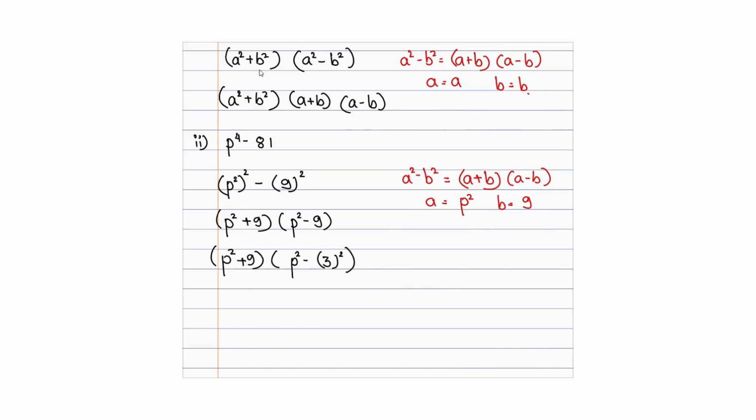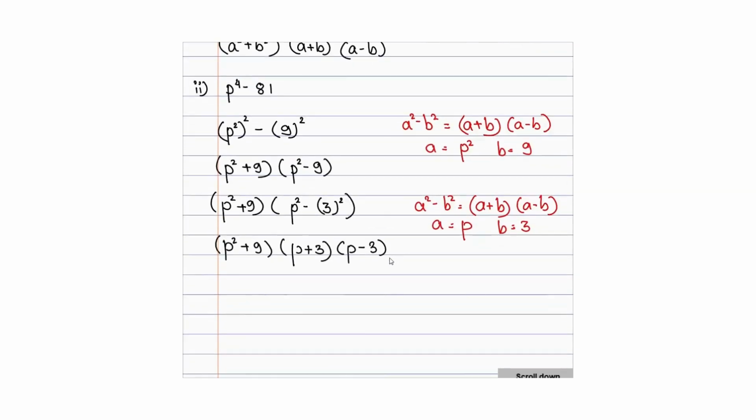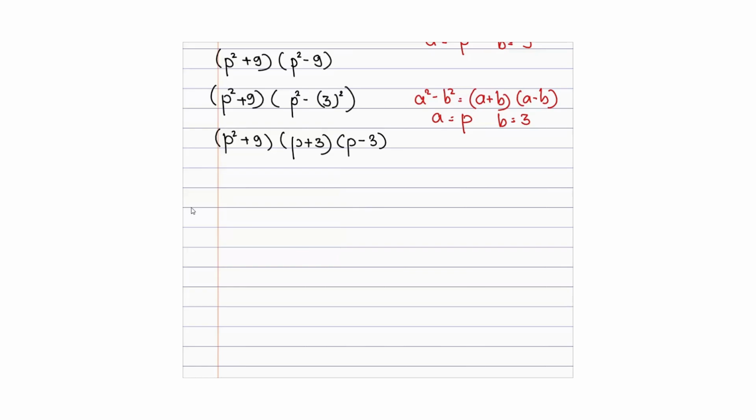Okay, so this is again a square minus b square, and we know the formula now, that is a plus b and a minus b. On comparing it with the question, our a will be p and our b will be 3. So this will be p square plus 9, a plus b, that is p plus 3, and a minus b, that is p minus 3. That's it, and this will be our answer, and this is how this question will get solved. Okay, let's solve the third bit of the question.